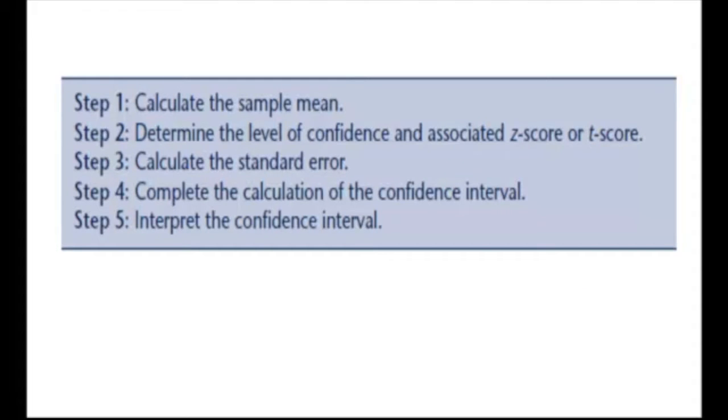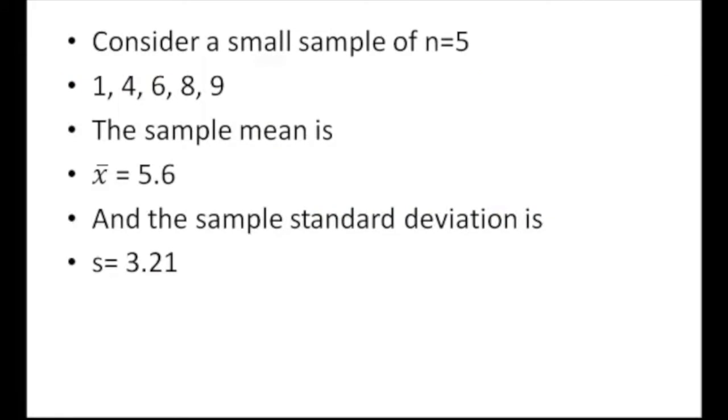Here are the 5 steps for a confidence interval. 1. Calculate the sample mean. 2. Determine the confidence level and the critical value from the table. 3. Calculate the standard error of the mean. 4. Calculate the confidence interval. And 5. State conclusions and interpret the interval.